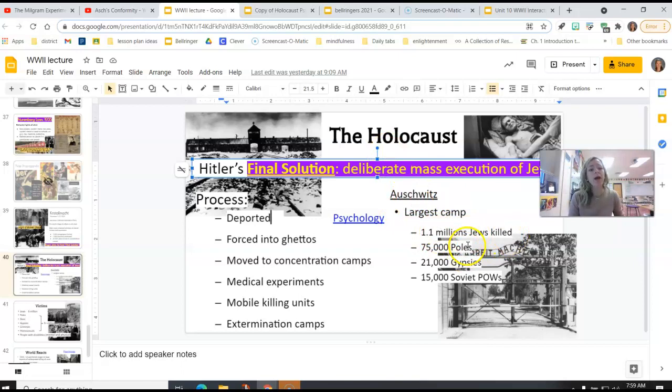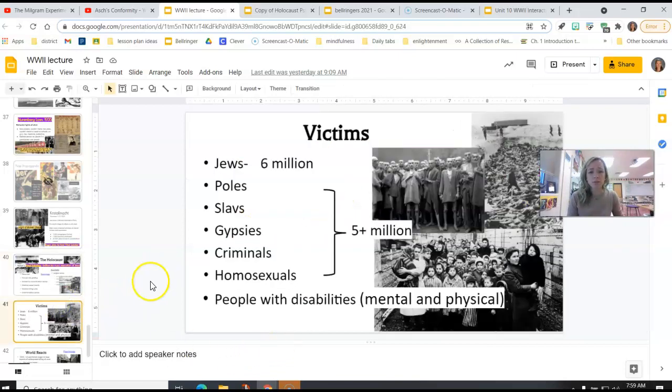But do not forget, 6 million of the 12 million were Jews, but your other victims, guys, are Poles and Slavs, Gypsies, we call them Roma, criminals, homosexuals, people with disabilities, Down syndrome, dyslexia, physical disabilities. Anything that he believed might weaken the German master race was systematically murdered and eradicated, right?